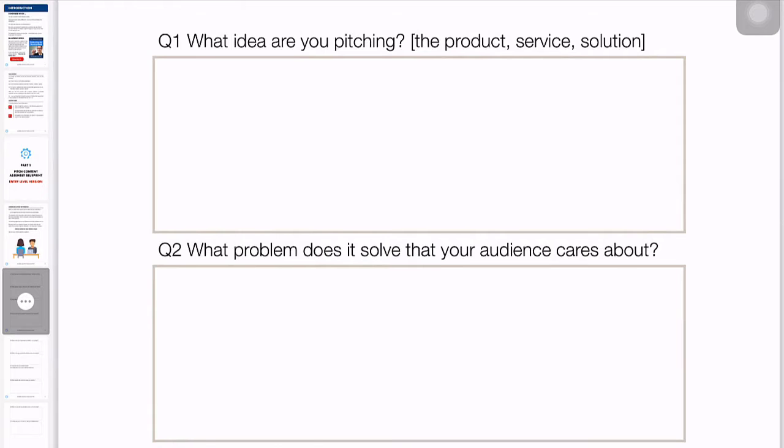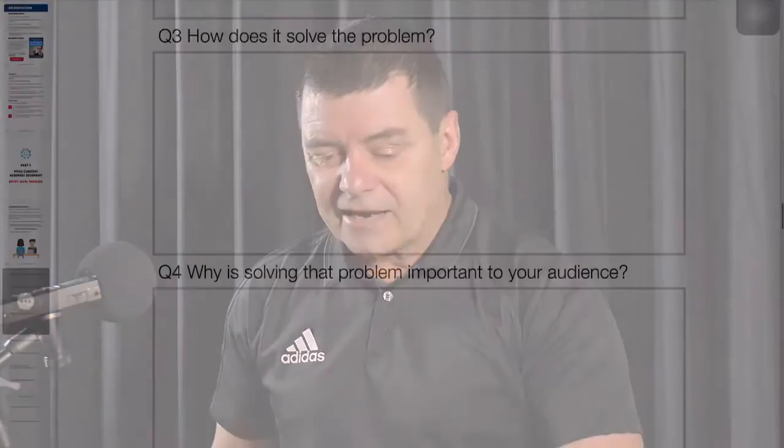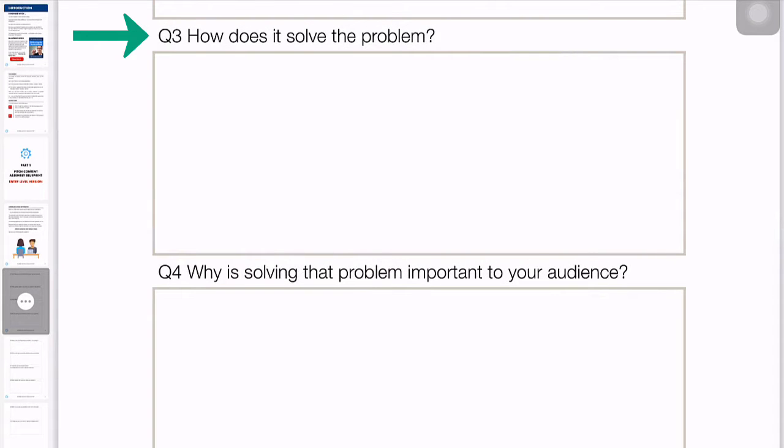The second question is, what problem does this idea solve that your audience cares about? And this is an important question because if you're going to propose something to people which involves some sort of change or some sort of outlay, then it should solve some sort of problem that they care about. So we're looking at this through the eyes of the audience, not through our own eyes. Question 3 is, how does it actually solve that problem, right? So we're making the connection between what we're proposing and the thing that we're trying to take away from them.